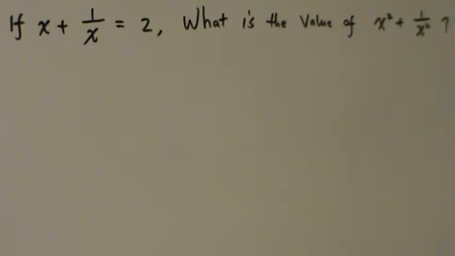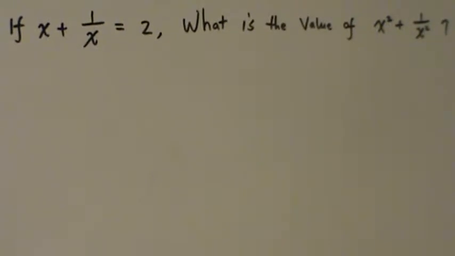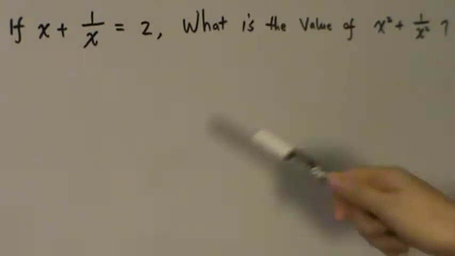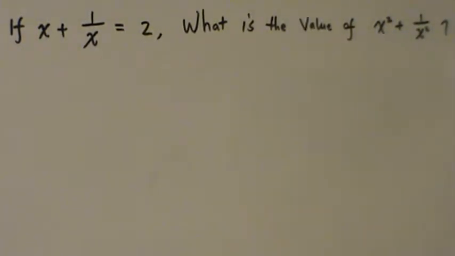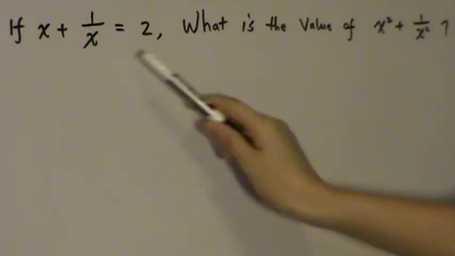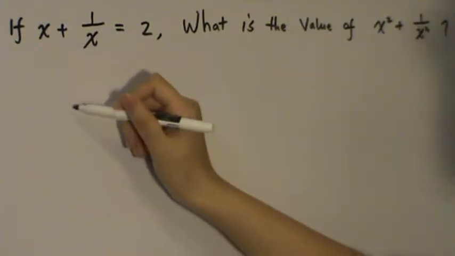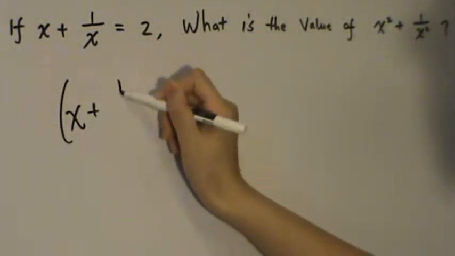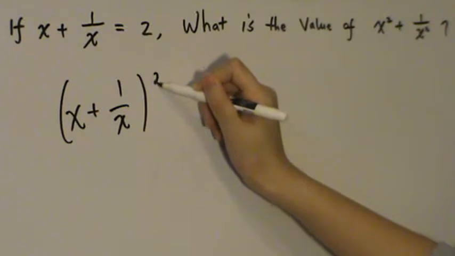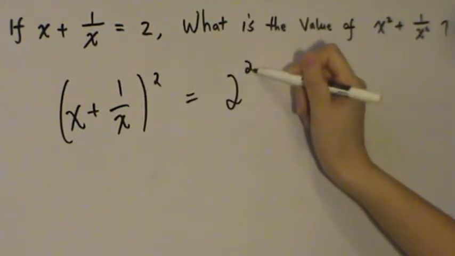Today's question is, if x plus 1 over x equals 2, what is the value of x squared plus 1 over x squared? Okay, so we're given this equation, and somehow we have to end up with this on one side of the equation. And we notice that both of these values are squared at the end. So let's try squaring both sides and see what happens. So (x plus 1 over x) squared equals 2 squared.